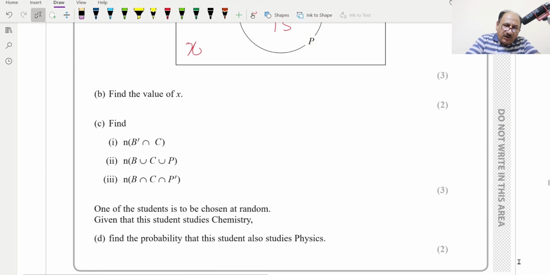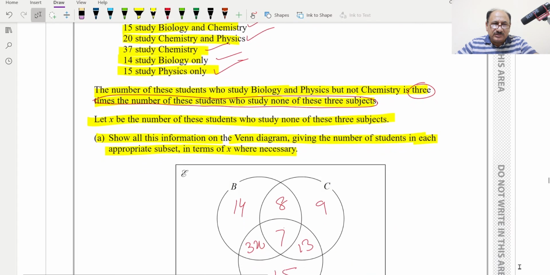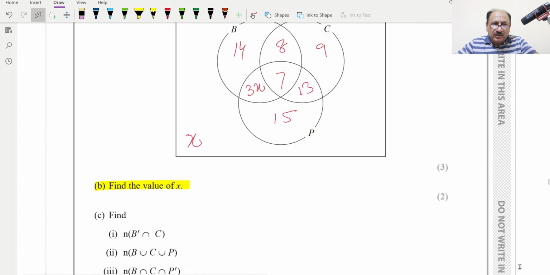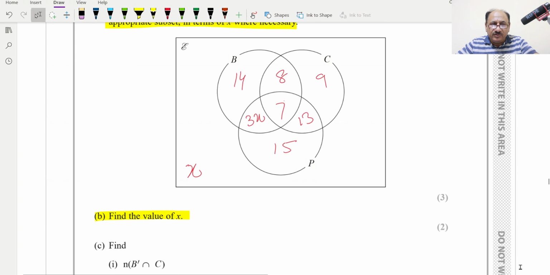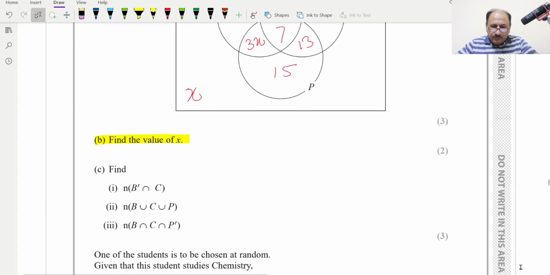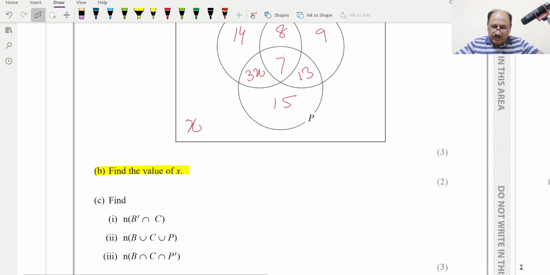Then they are saying find part B, find the value of x. We know that the total number is what? Total number is 90. So the value of x we can find, we'll have to add everything and equate it to 90. So we can write 14 plus 8 plus 9.